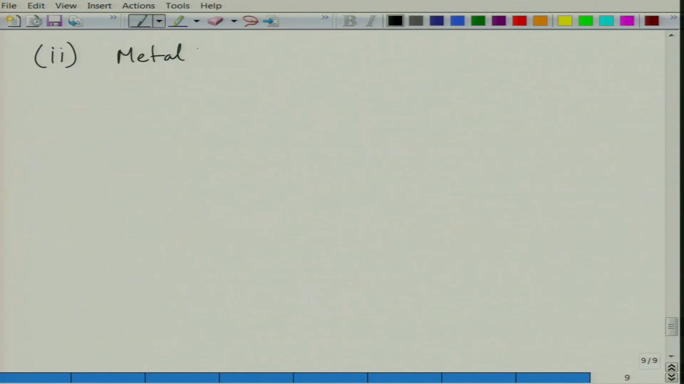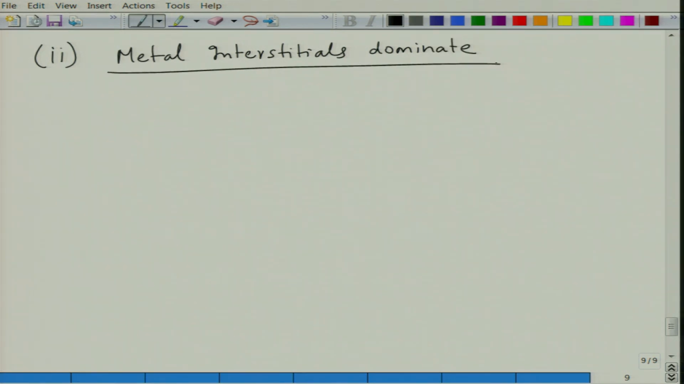Now the second case is where metal interstitials dominate. If that is the case, what will happen? In this case we generally depict the oxide as M1 plus delta O2. This is the defect reaction, where delta is the extent of non-stoichiometry. Defect reaction you can write.